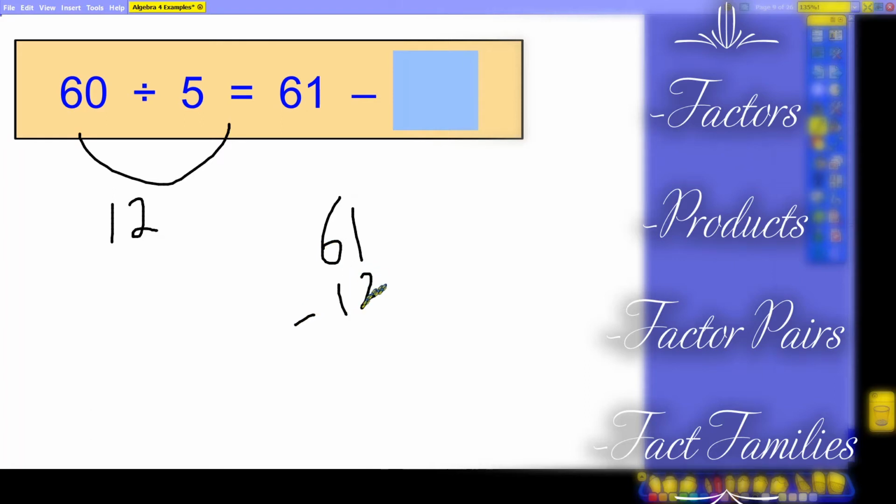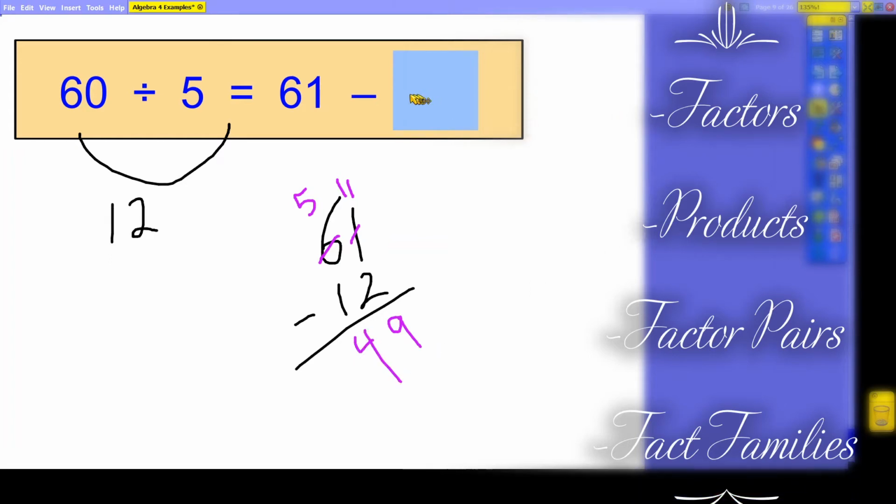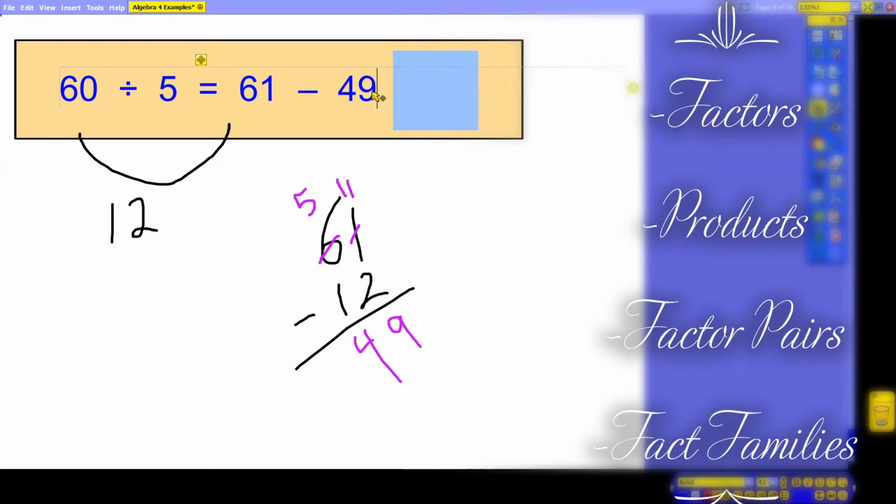61 take away 12. And the answer is, well, you have to regroup. So that's 5. Add the 10 to 1, you get 11. Answer here is 9. 49. So let's check if our answer is right. It is correct. 49 is correct. Let's move on to the next one.